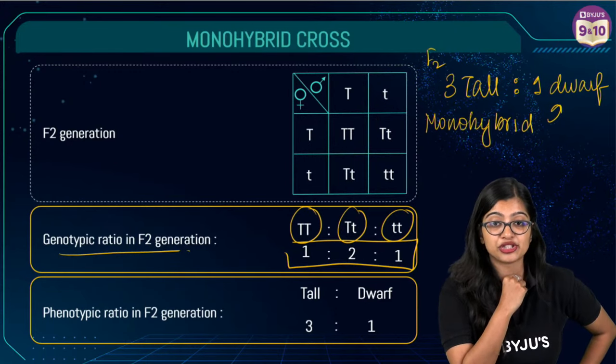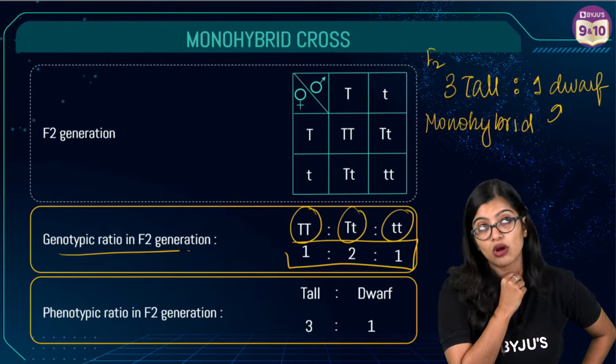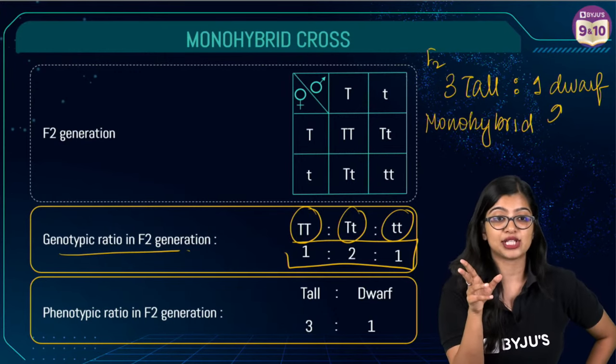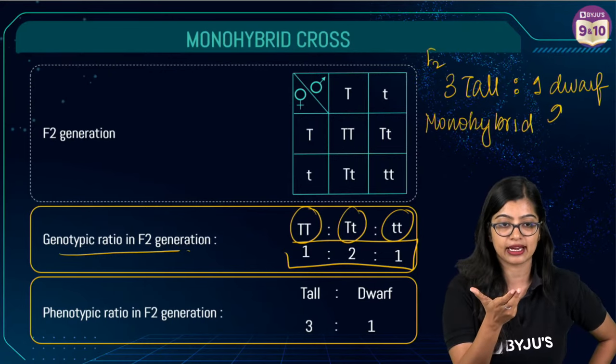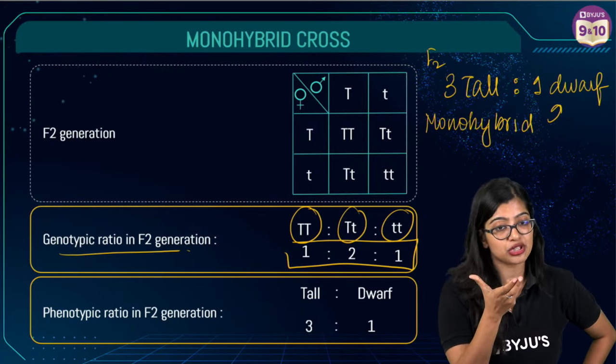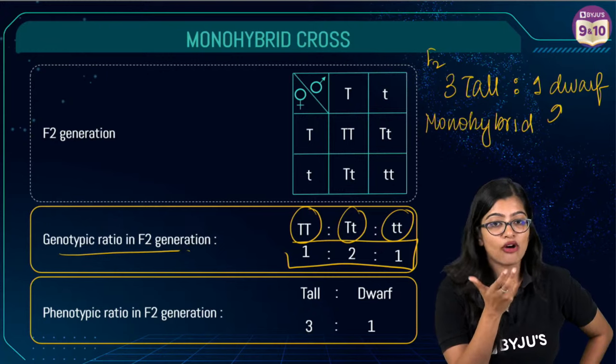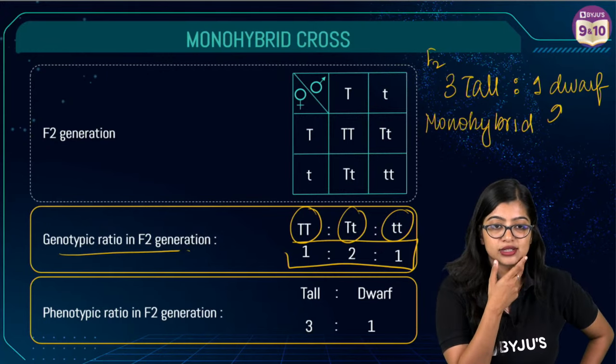Ma'am, if nothing is mentioned, should we take F1 or F2? Take the parental generation, don't start with F1. Are we clear? I'll do the law of segregation once again. Okay, don't worry. Law of segregation, once again, I will definitely teach. Official blueprint, it's not there, it is not there.